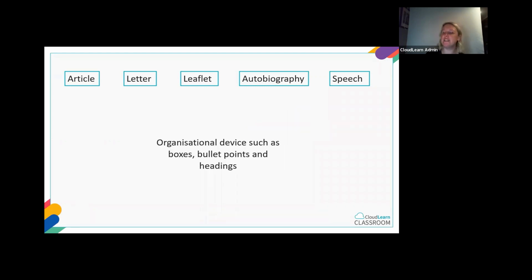Lastly, organisational devices such as boxes, bullet points and headings. Leaflet, Tabitha, straight in there. I'd say this is another one that crosses genres maybe, but yeah, a leaflet, because if you think about a leaflet, you're looking at the organisation on the page, aren't you? Bullet points, boxes, headings, titles, subheadings, but the organisation on the page is what's really going to catch your eye, isn't it? Well done.